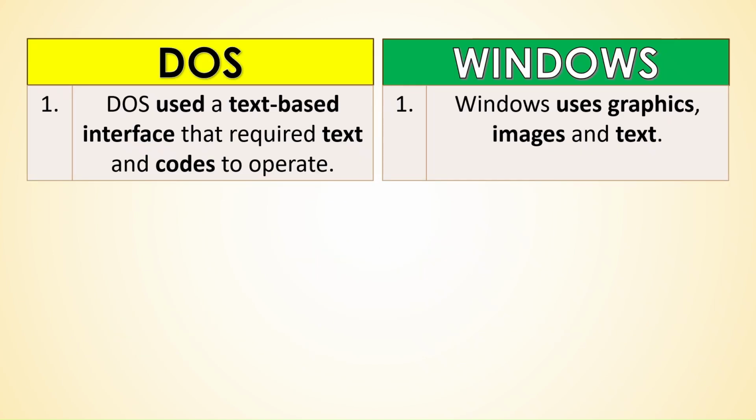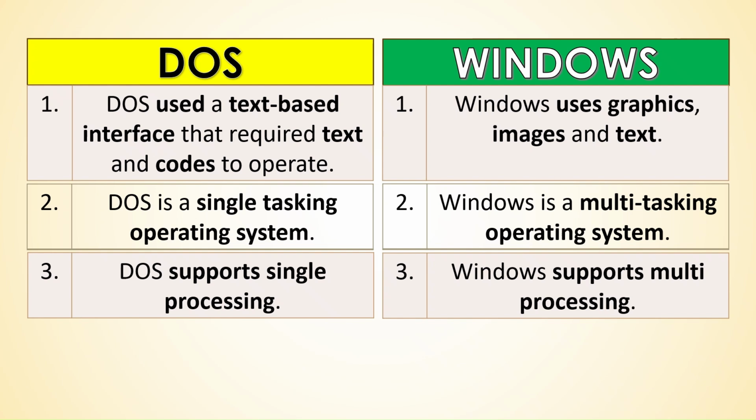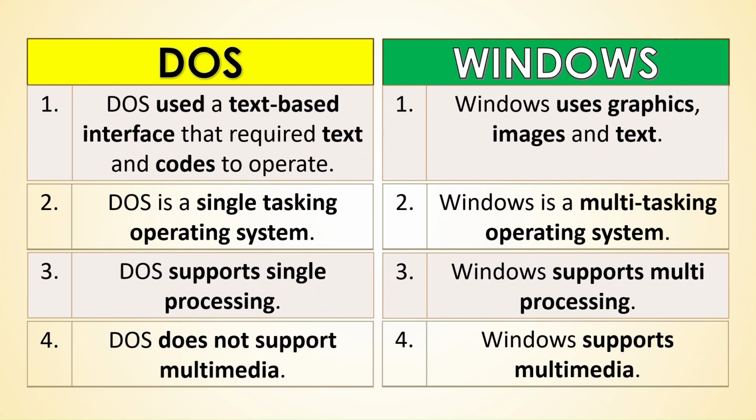DOS used a text-based interface that required text and codes to operate. Windows uses graphics, images, and text. DOS is a single-tasking operating system. Windows is a multitasking operating system. DOS supports single processing. Windows supports multiprocessing. DOS does not support multimedia.